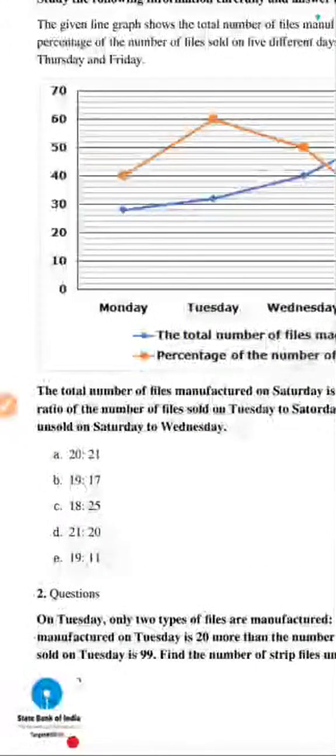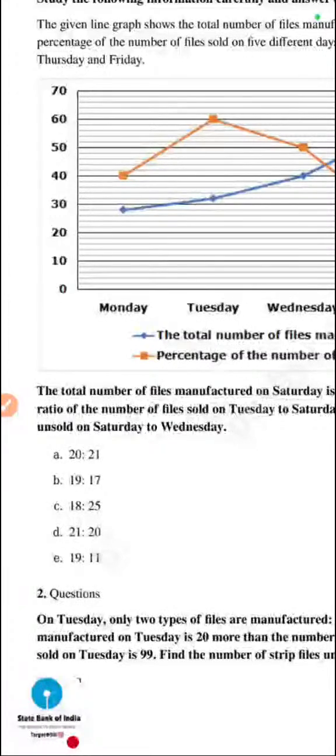Next, percentages given as orange. 40% of 280, which will be 28 4 times. 2 times will be 56, 56 2 times, which will be 112. So number sold is 112. Next one, 320, and it is 60%. 32 into 6, 6 2 times 12, 6 3 times 18, 192 is sold for Tuesday.